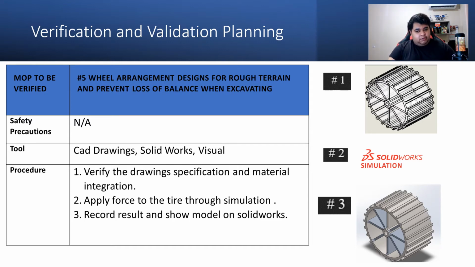And finally, we'll record the results and show the model in SolidWorks like we have in the picture right here, to provide a better understanding of how the wheel works and how it helps the rover move in terrains that would need more horsepower. For a wheel without the spikes, it would require more torque to move in irregular terrain. But thanks to this design, it requires less torque, consumes less voltage, and doesn't exert that much power in the motors.